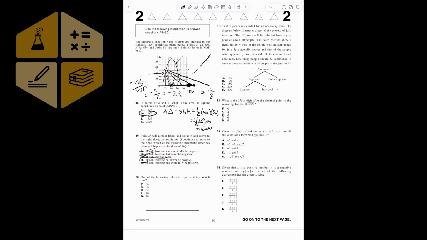Number 50. And for this one, I need to erase this graph again. So let's erase all this stuff. Okay, number 50, it says, one of the following values is equal to f of 5a. Which one? Okay, so we're told that this quadratic, meaning this parabola, is called function f. f of 5a just means this. When I plug in 5a for x, what is the equivalent on the y-axis? That's what this means, right?